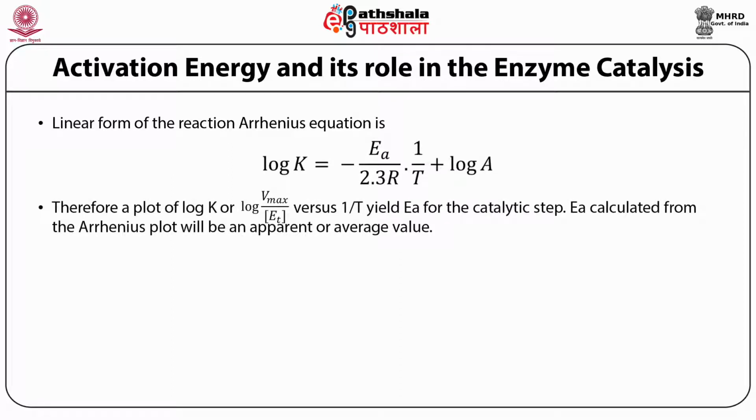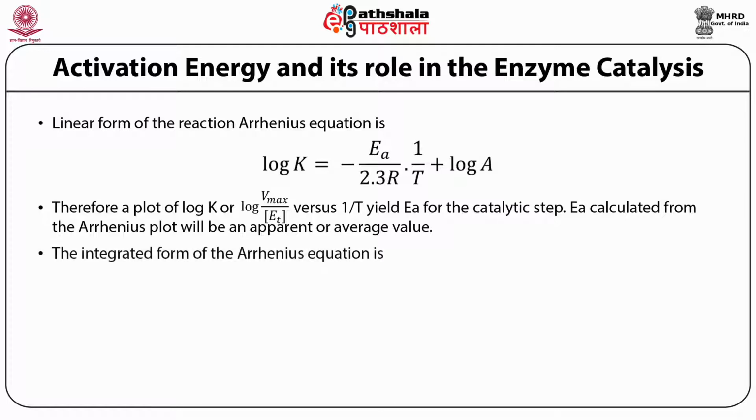Therefore, a plot of log K or log Vmax by ET, because I have told that K, which is a catalytic constant, is equal to Vmax by ET, versus 1 by T yields EA, that is activation energy for catalytic steps. One more thing, that is activation energy calculated from Arrhenius plot will be an apparent or average value.